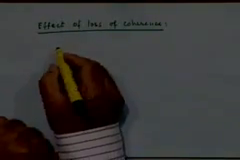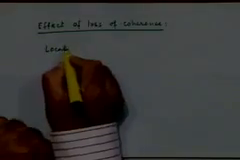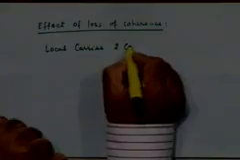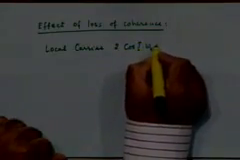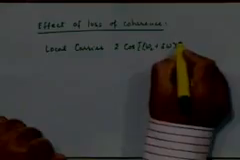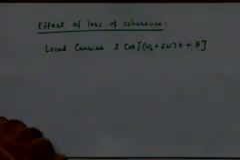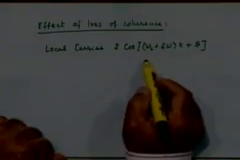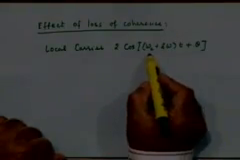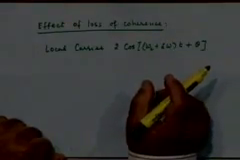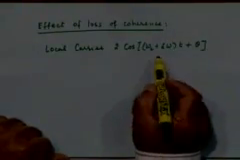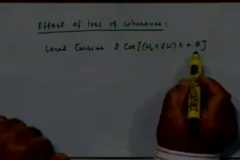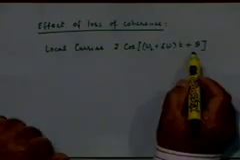Okay. Suppose your local carrier is of the kind 2 cosine((omega_c + delta omega)t + theta), right? Your incoming carrier is omega_c t, but your local carrier has a slight frequency perturbation, right? It's not exactly omega_c, but omega_c plus a perturbation delta omega, right? And also there is a phase difference theta.